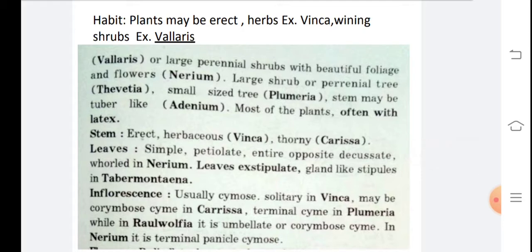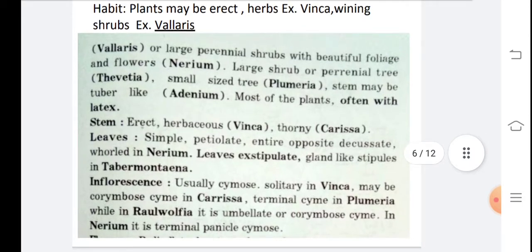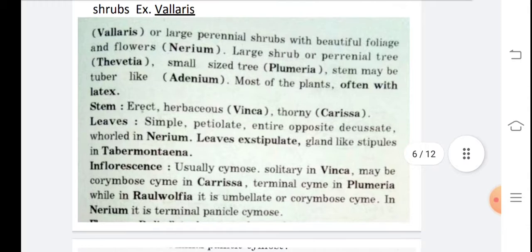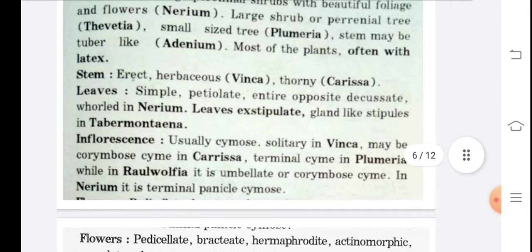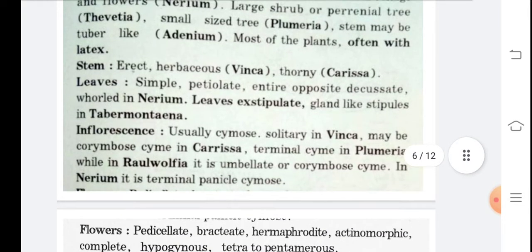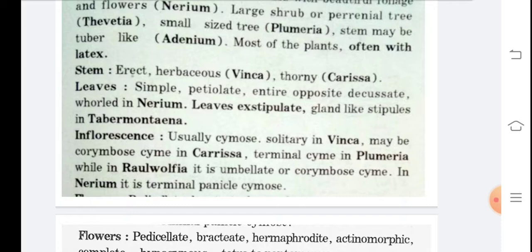Plants may be erect, herb in the vinca, that is Catharanthus, and another shrub is Hallaris, one genus. It is perennial, beautiful foliage is present. Nerium is also an example from this family, canary. Then shrubs are there. Plumeria, पांढरा चाफा, we saw in the photographs above. Plumeria is also a tree species actually, but it is good. Then adenium, it is also in our college campus garden. Adenium is there, right? Then stems are herbaceous, thorny in Carissa. Carissa carandas, म्हणजे करवंद, about the stem. Then leaves are simple, petiolate.